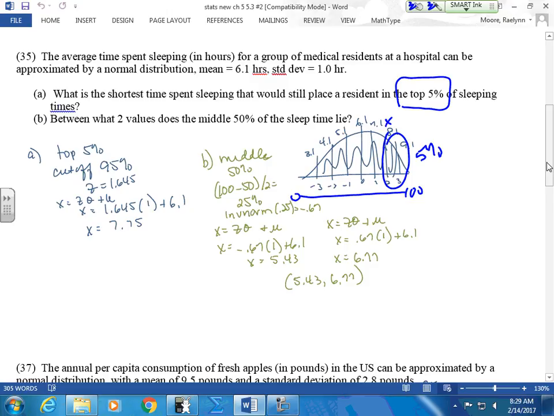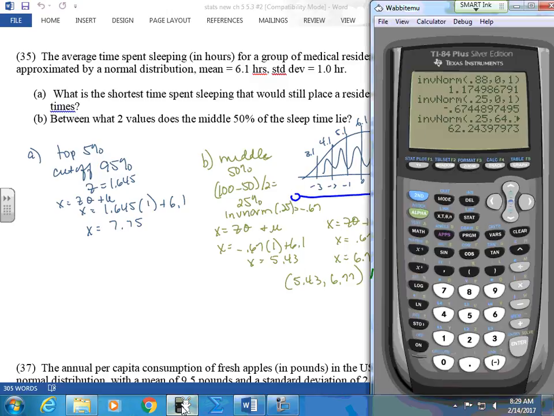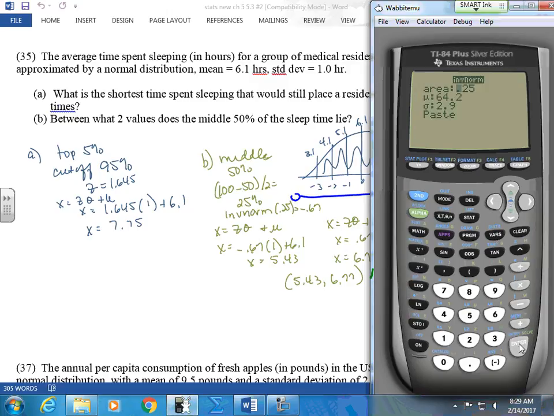So I first do inverse norm on this. For my cutoff, you have a couple of choices. You can say 95% to the left. You subtracted it yourself. Here's the 0 and the 1. Paste it. There's my z-score again, 1.64. If you want your calculator to subtract this for you, by all means.